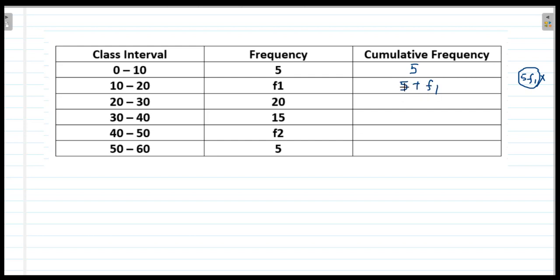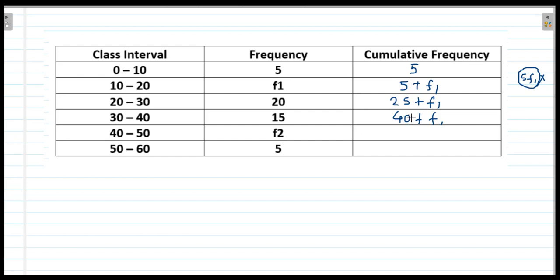Then we add this cumulative frequency to the next frequency, that is 20 plus 5 plus F1. 20 and 5, these two are like terms, so we will add them. So 20 plus 5 will be 25, plus F1, this is an unlike term, so we will keep it separate. Now we will add this cumulative frequency to the next frequency. So 15 plus 25 plus F1. 15 and 25 are like terms, and if you add these two you will get 40. So it will be 40 plus F1.